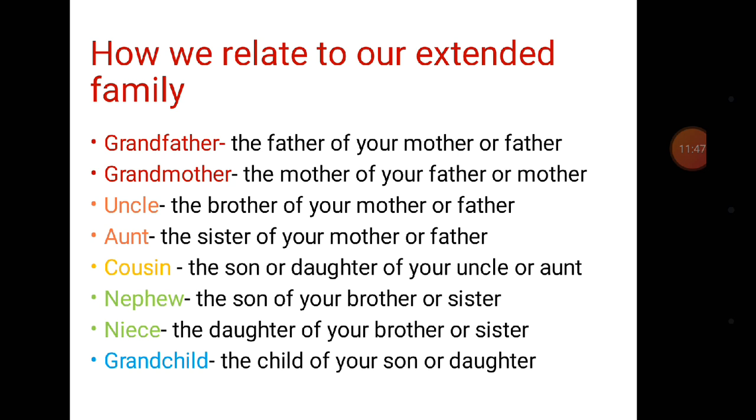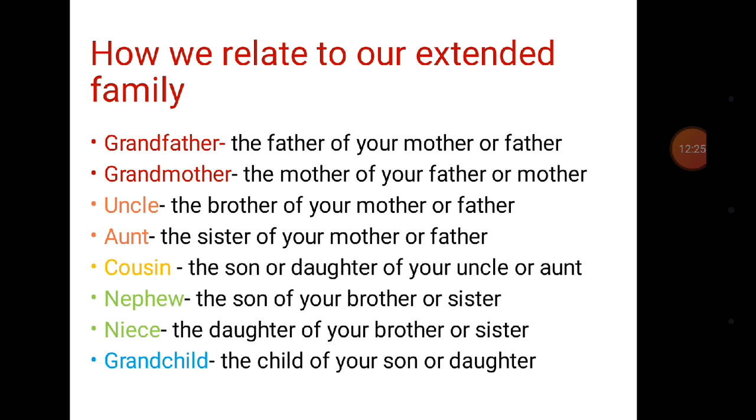Then niece. Niece is a daughter of your brother or sister. So your brother's daughter is your niece, and your sister's daughter is also your niece. So whether it's your brother's child or your sister's child, if it is a male, then it is your nephew. If it is a female, then that person is your niece.